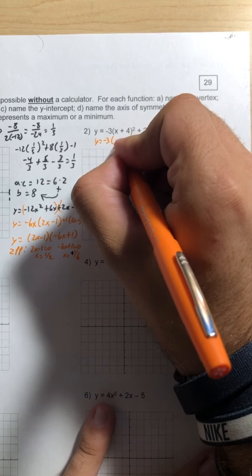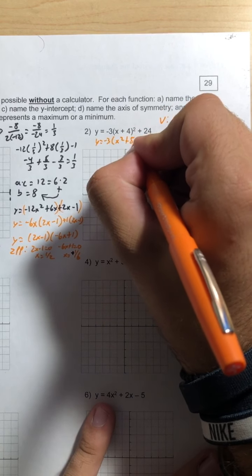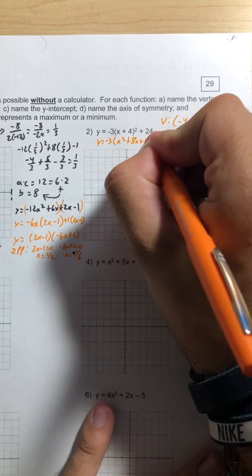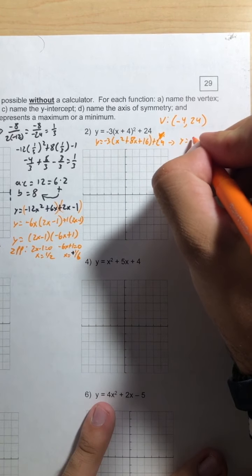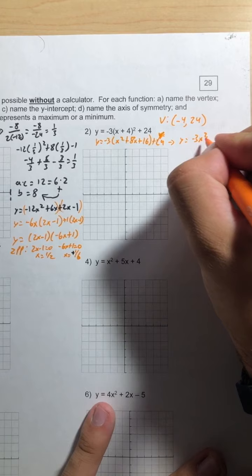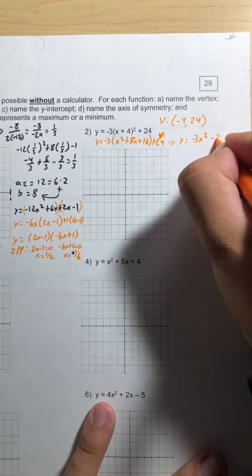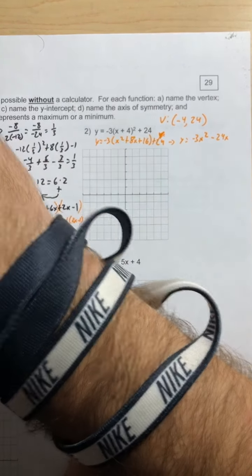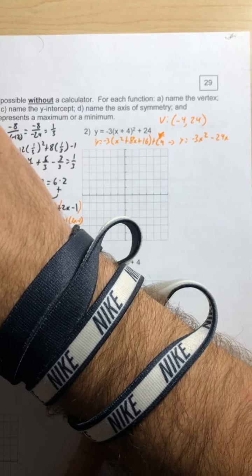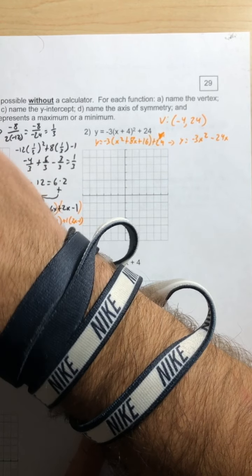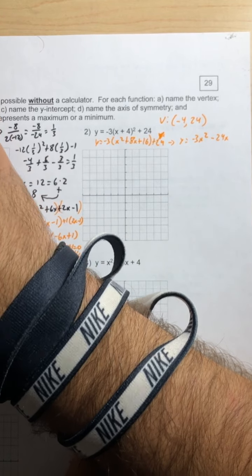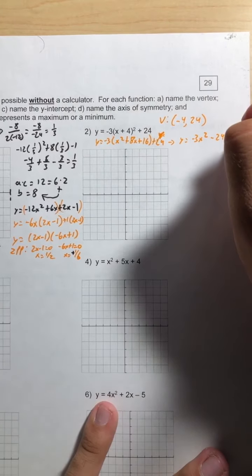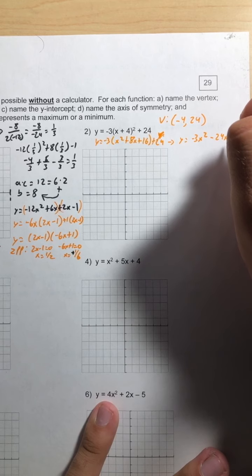So this would be y equals -3 x squared plus 8x plus 16 plus 24. So y equals negative 3x squared minus 24x, so minus 48 plus 24 is going to be negative 24.